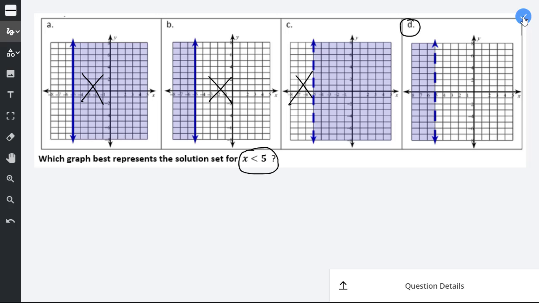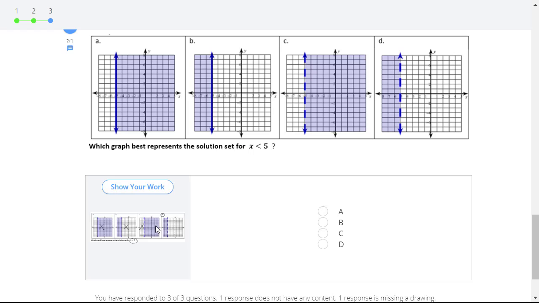So right there, we got our answer. Please remember, if you have X and just a number, you're expecting to see a vertical line. On the other hand, if you have the Y and a number by itself, then you expect to see a horizontal line. So let's go ahead and select letter D. We got the green light.